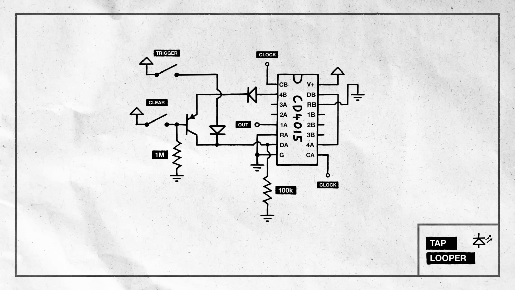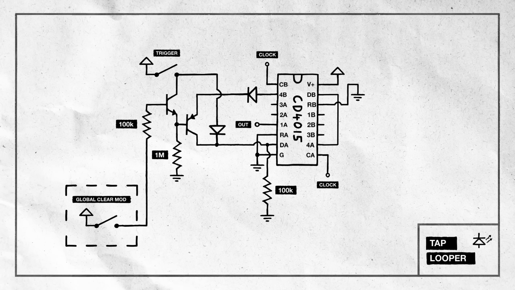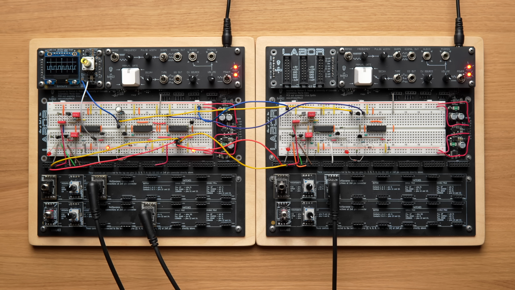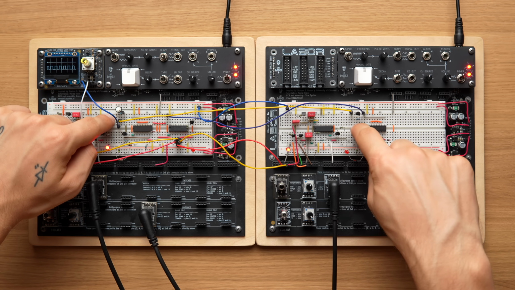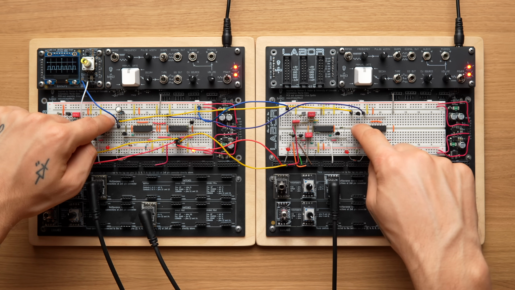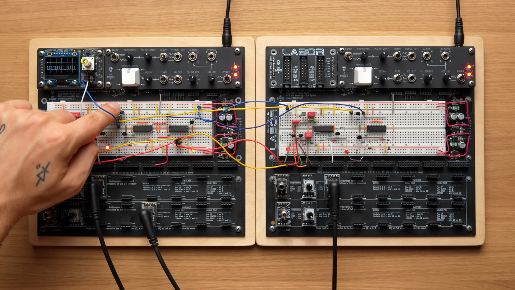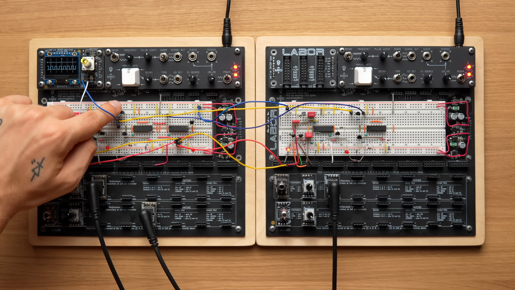To pull that off, we'll add an NPN transistor wired like this. When both buttons are pressed, that transistor turns on, allowing current to flow. This raises the PNP's base voltage, which turns it off, and breaks the feedback loop. But if either button is inactive, the NPN stays off and the loop continues. Okay, I've added that NPN to both tap loopers. If we got everything right, pressing this button together with the trigger should now delete steps.